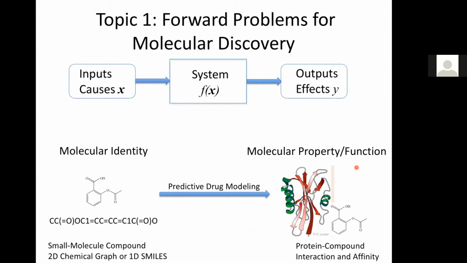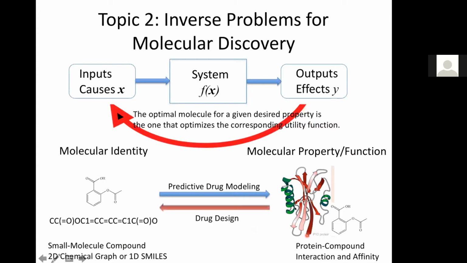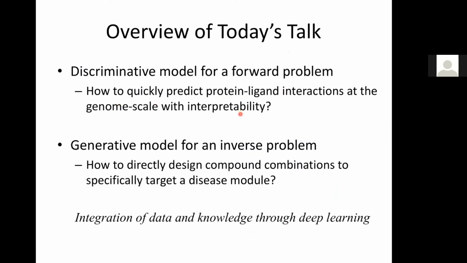Another equally interesting and a little bit more challenging problem is the inverse problem, where you want to start with the desired molecular interaction and design accordingly the drugs or compounds that can target the protein specifically, for instance. This problem, inverse design, is usually ill-posed, so there are a lot of challenges with these issues. In today's talk, I will mostly focus on the discriminative model for the forward prediction problem. The question is, how do we quickly predict protein-ligand interactions at the genome scale with interpretability? That takes about 30 minutes. And in the last 10-ish minutes, I will talk about the inverse problem, where we're developing a generative model to design combinations of compounds or ligands that can specifically target a disease module, not a single protein anymore.